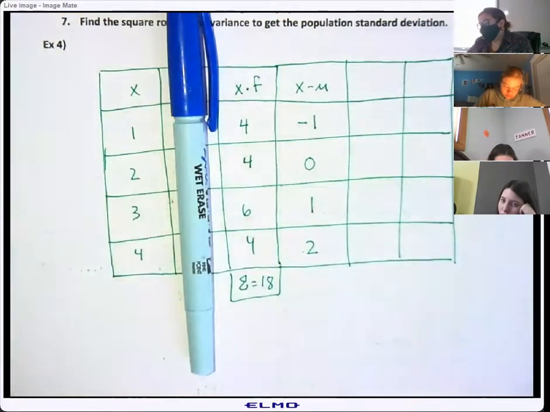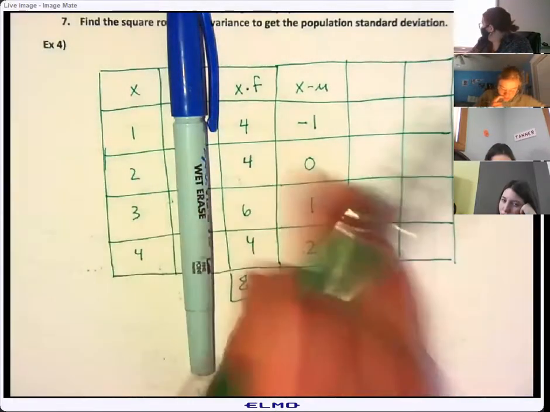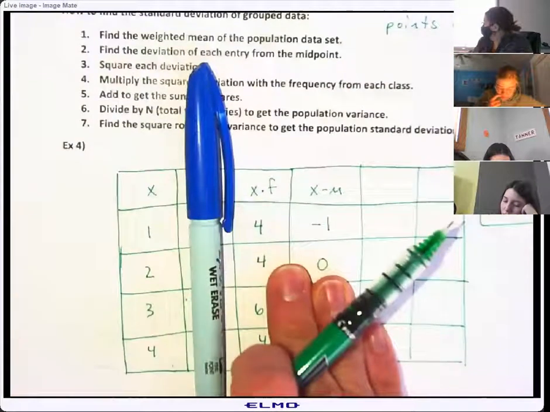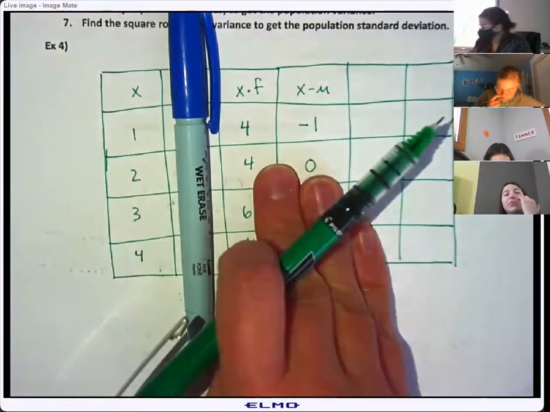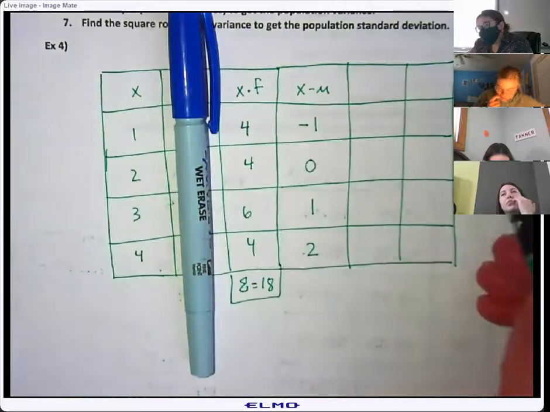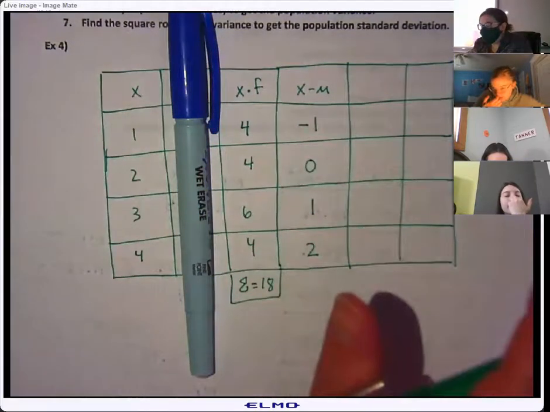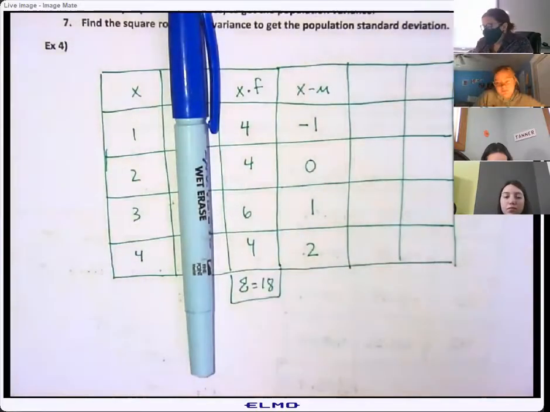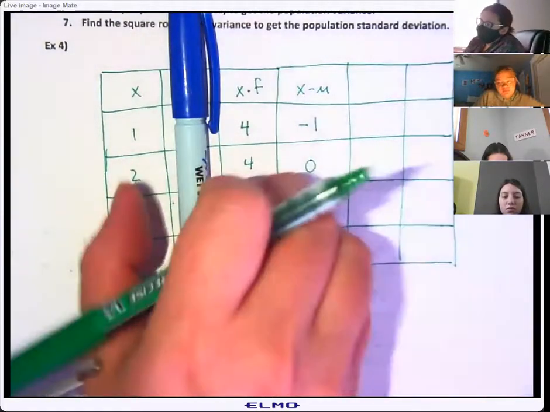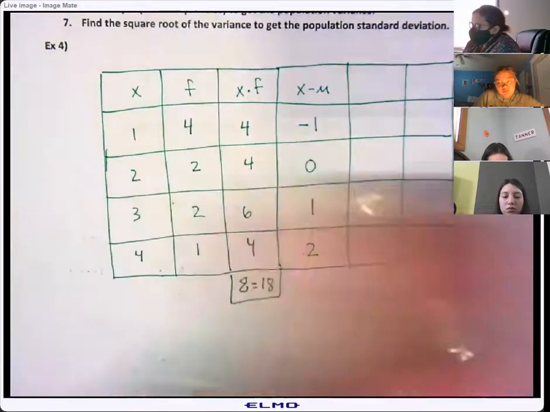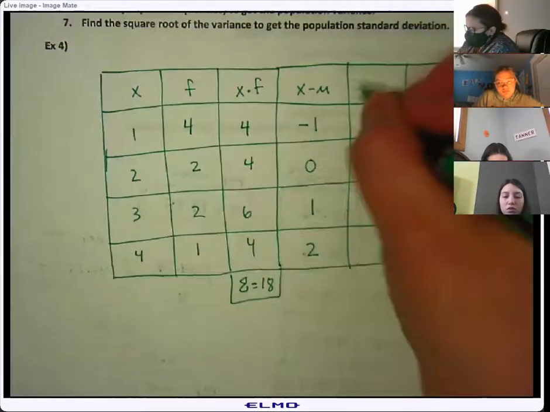No. And this isn't for sample anyway. This is standard deviation of group data. This isn't a sample. Oh, you mean like a different symbol? Yes, it would be an X bar, but this isn't for a sample, it's for a population. But yeah, there's no difference in the calculation of it, just a difference in the label. Okay, and then we have to make them positive.